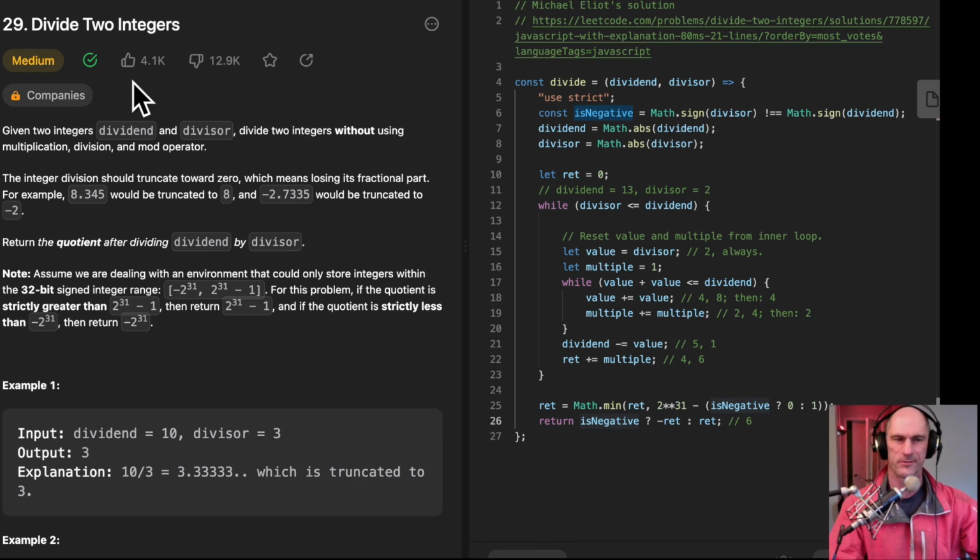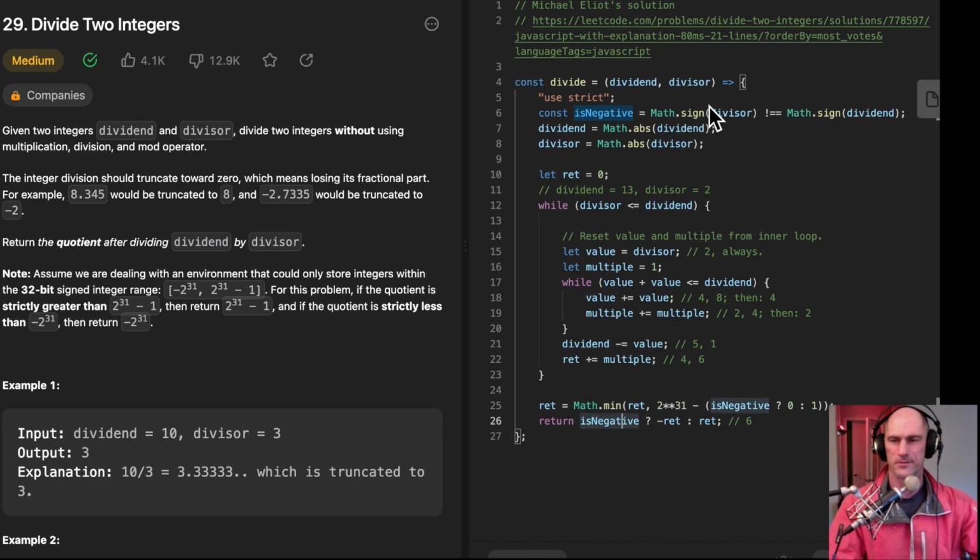Given two integers, dividend and divisor, divide the divisor into the dividend. The result must be a 32-bit signed int. It means we truncate the decimal. So 10 divided by 3 will be 3. Dividend is 10, divisor is 3. 10 divided by 3 will result in 3.